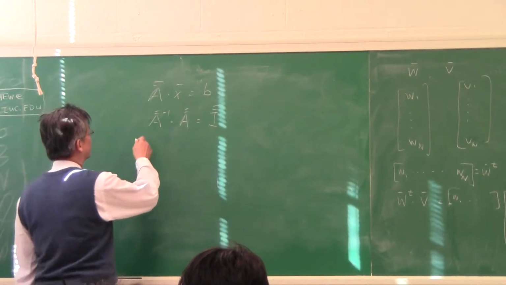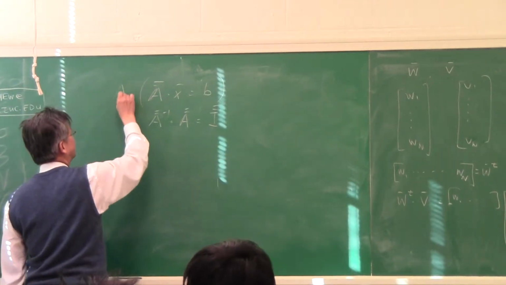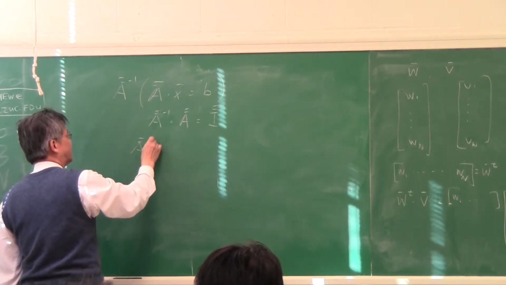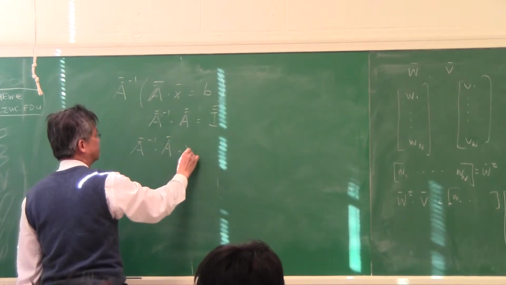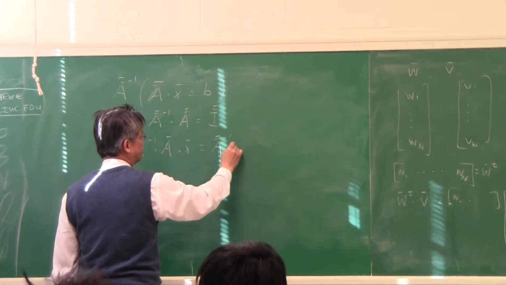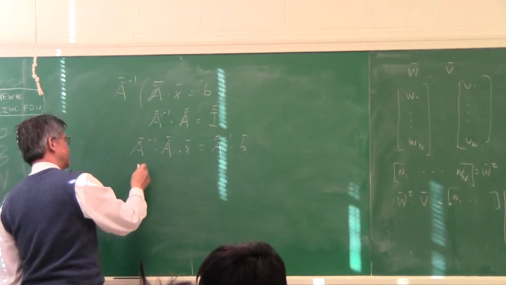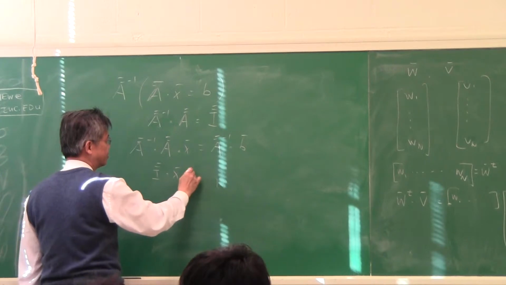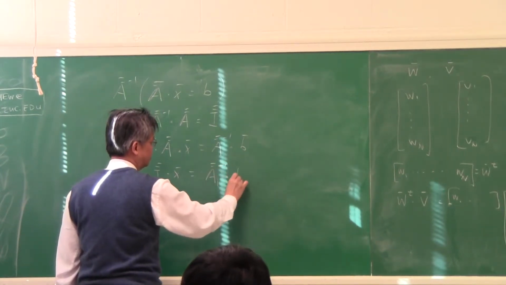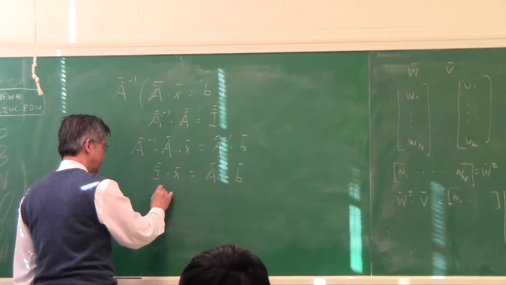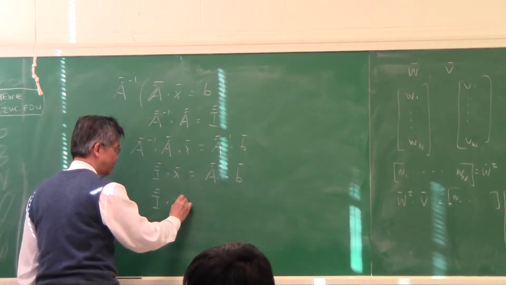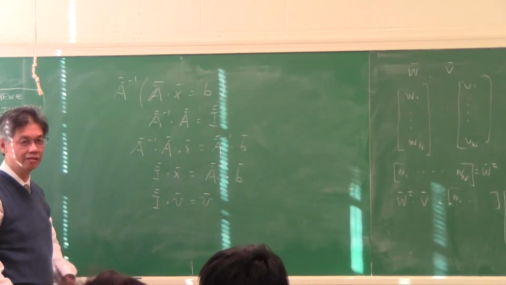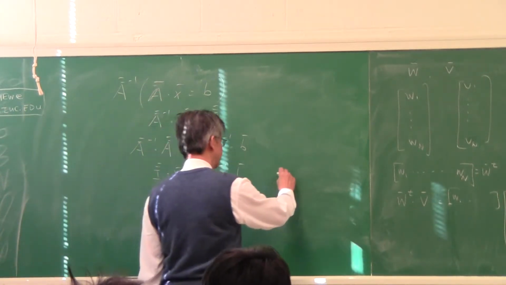So I can multiply this equation by A inverse, and then I will get X on the left-hand side equals A inverse dot B, because A inverse dot A is identity. Identity matrix is just a matrix having the property that when it operates on any vector, it gives back the vector itself. That is the meaning of identity matrix. You can construct such a matrix very easily.